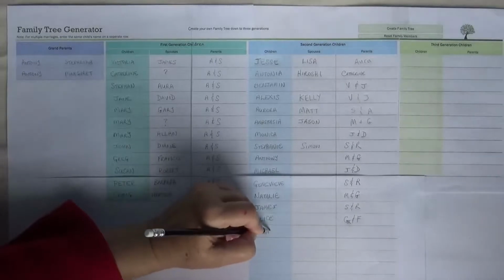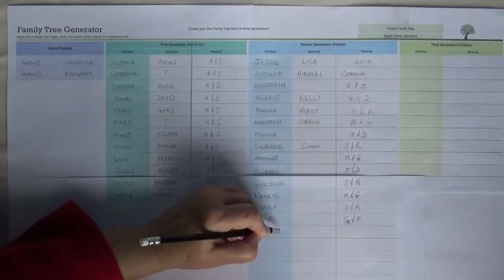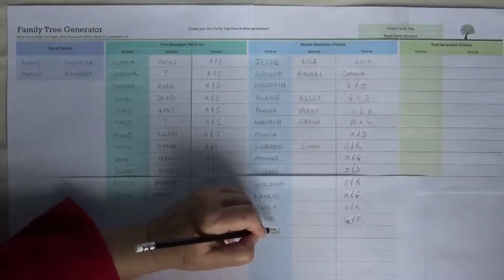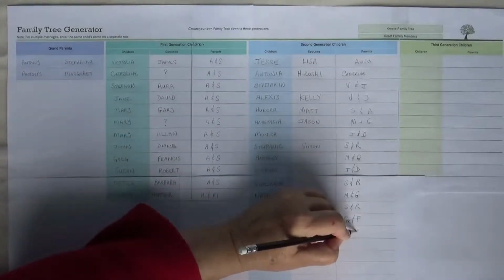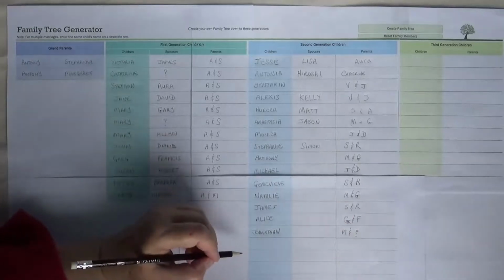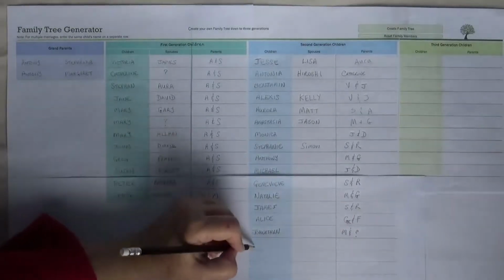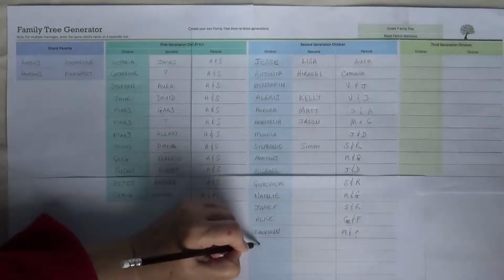So then Jonathan is next. Jonathan, who is Mary's son, and my mother and I aren't sure of his father's name, so we're going to put a question mark and ask later. And then there's Alexandra.